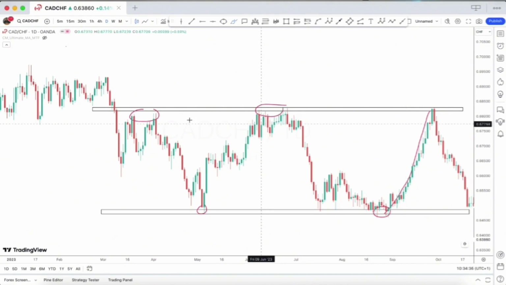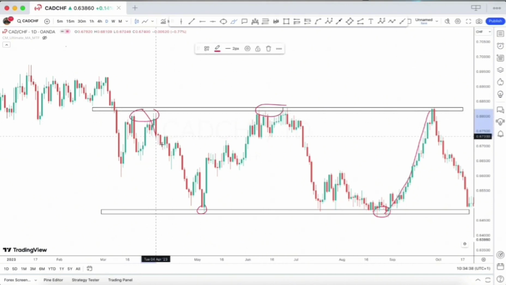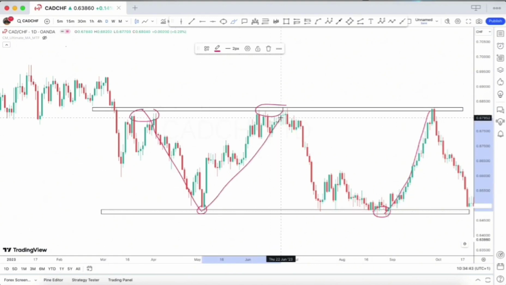So if you look at this scenario right now, price shifted from this resistance to the support level, and from this support level back to the resistance level. So all these things are creating opportunities for traders to jump into a trade.